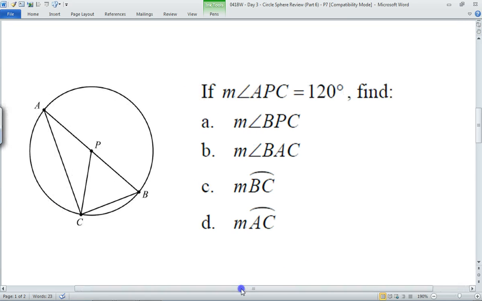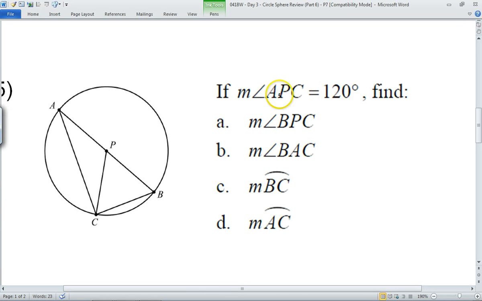Looking at number 5. They gave us that APC is 120. That's this guy right here. Okay, so that's 120. Let me just do some pieces. If that angle is 120, can you tell me the measure of this arc that I'm drawing? He's fast. Okay. That arc is 120 also. The angle and the arc should be the same degrees.